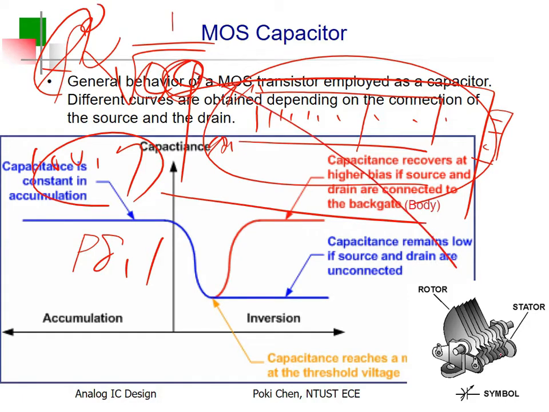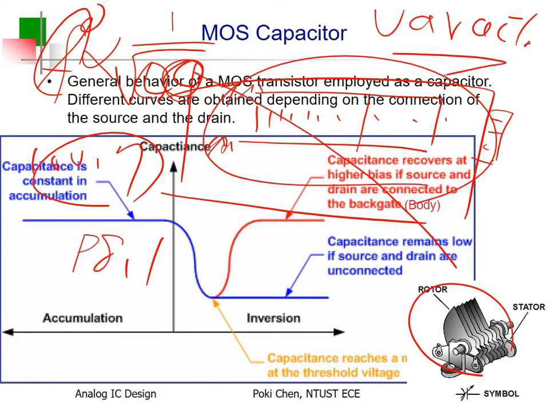But how? We have something called varactor, 变容器, variable capacitor. That is the name, that is the meaning for varactor. Okay? So what is the idea for varactor? It has stator. Stator means it is static. It doesn't move. And the other one, rotor, it can be rotated. So you can see two of them. If they are 100% overlapped, you have the largest capacitance. Okay, but you can rotate it.